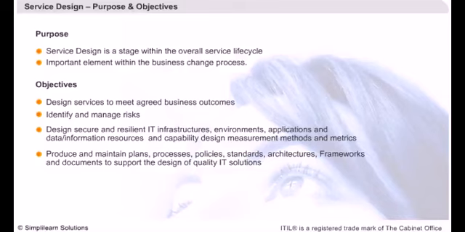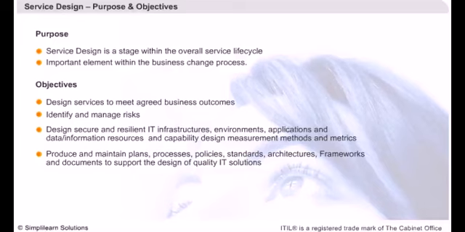The service design volume provides guidance for the design and development of services and service management processes. It covers design principles and methods for converting strategic objectives into portfolios of services and service assets. The primary objectives of SD are to design services to meet agreed business outcomes, and identify and manage risks.